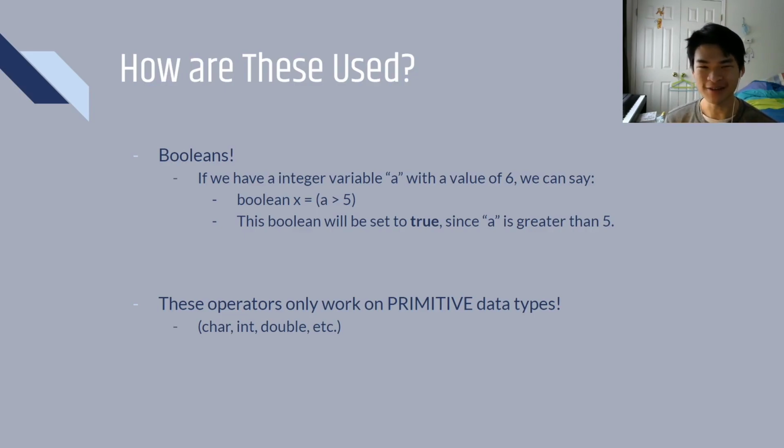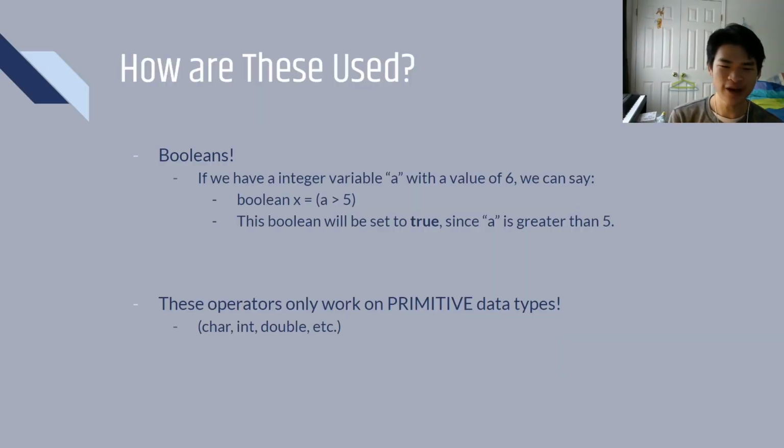Now mathematically, you look at this and you're like, this makes no sense. But this Boolean will actually be set to true, because we're checking if a is greater than 5. And we're saying, okay, a is 6, and 6 is greater than 5. So this is a true statement. Now on the other hand, if a had a value of 4, then this Boolean would be set to false, because a is not greater than 5, because a is 4.